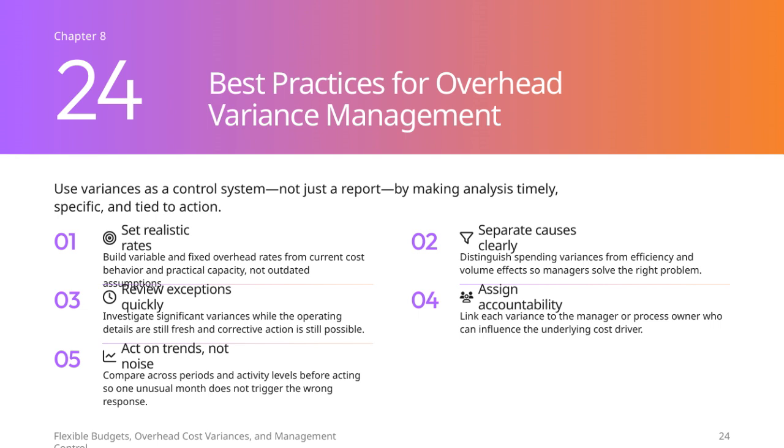Another key point is to review exceptions quickly. Investigate significant variances while the details are still fresh and there's time to correct the problem. Assigning accountability is equally important. Each variance should be linked to the manager or process owner who can influence the underlying cost driver. Finally, make decisions based on trends rather than reacting to every single fluctuation. By comparing results across different periods and activity levels, you avoid overreacting to one unusual month and ensure the response is appropriate. These best practices help create a more effective and responsive overhead variance management system.